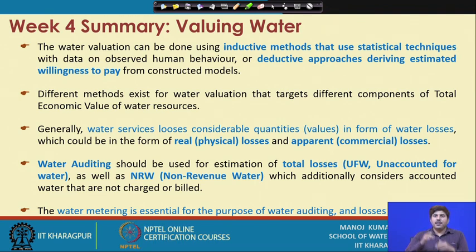So, these detailed IWA water audit sheets were discussed, showing how we can do a water audit of a system and figure out what the different use and loss components of the water are. The auditing needs water metering, which is essential for the purpose of water auditing and determining its losses or its use values. So, the different types of metering regimes were also discussed during week 4.